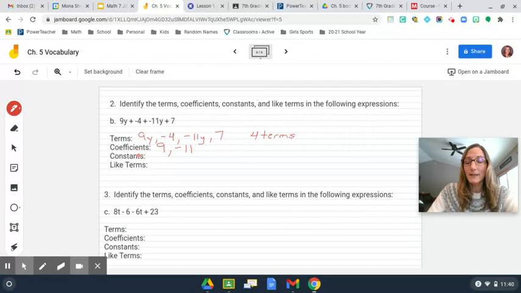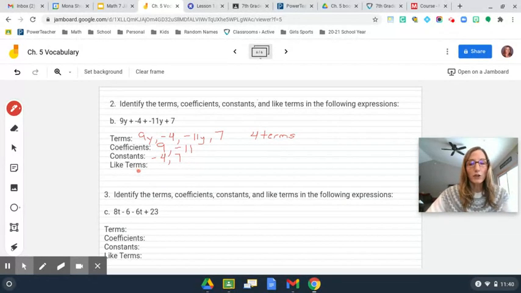The constants, right? So these are the fixed values without a variable next to them. So negative 4 is a constant, and positive 7 is a constant. Negative 4, positive 7, no variables, no letters next to them.